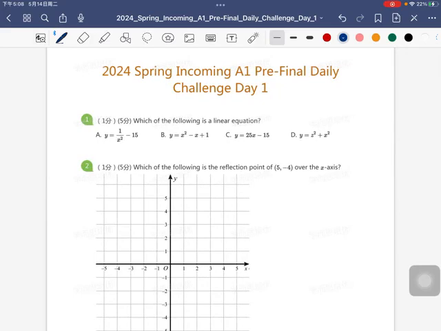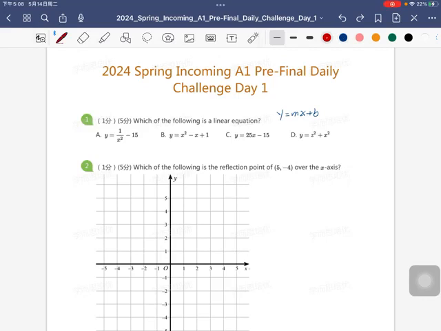Okay, how do you tell if something is a linear equation? Well, there are many aspects. Graphically it looks like a line. In terms of algebra, you can write it in the form of y equal to mx plus b. Specifically, the highest degree of this equation has to be 1.